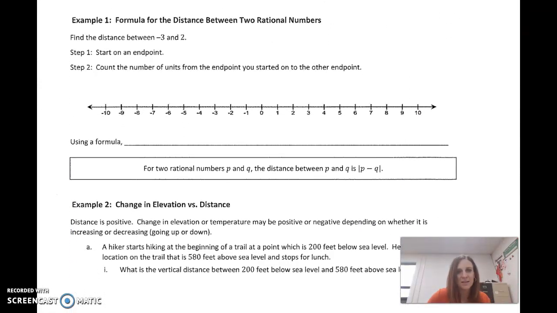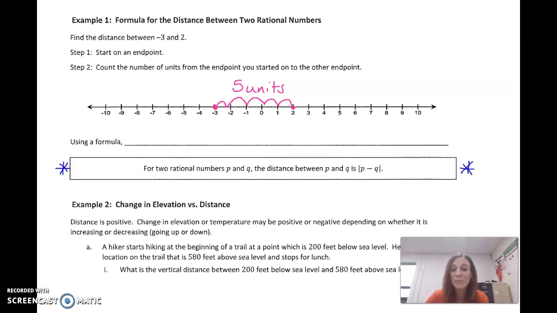The formula for the distance between two rational numbers. It says find the distance between -3 and 2. So we start on an endpoint. Here's -3. Count the number of units from the endpoint that you started with to the other endpoint. 1, 2, 3, 4, 5. 5 units. That's what we've been doing. But we have a formula. So using the formula, which is right here, this is our formula.